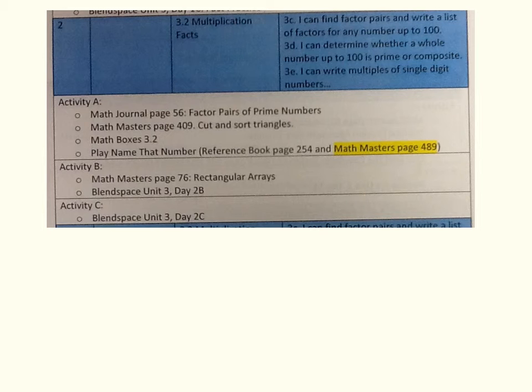Finally, we're going to take a look here, but we still have a couple more directions. You're going to be doing Math Journal 56, factor pairs of prime numbers. That's what we just started. Then you're going to be doing Math Masters, page 409, cutting and sorting triangles. This one is incorrect. This is not Math Masters. So at this time, you're going to cross out Math Masters, and you're going to write that it's numbers 1 through 4 in the back of your math journal.